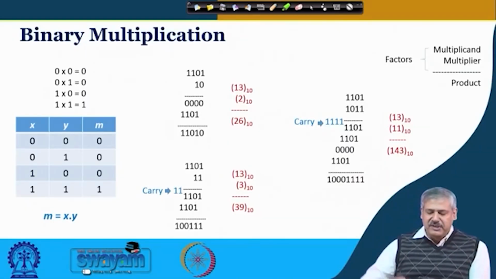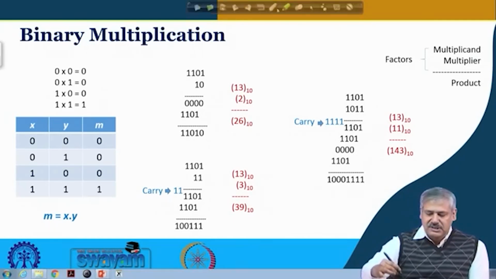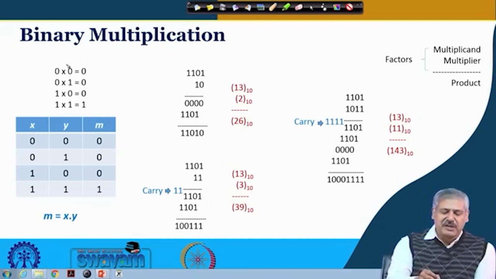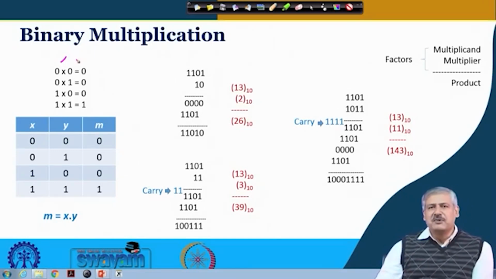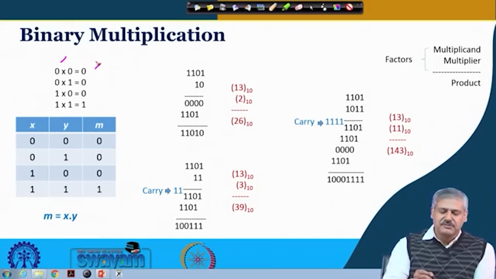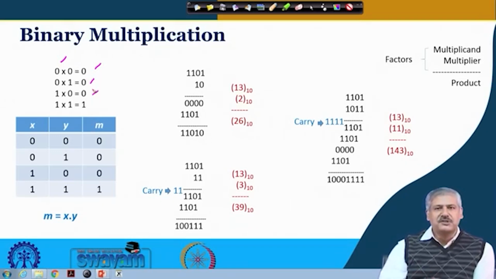So binary multiplication, if you understand, is similar to decimal multiplication, only here we are using binary digits. If you are multiplying 0 with 0, the result will be 0, of course. 0 with 1, it will be 0. 1 with 0, it will be 0, and 1 with 1, it will be 1.